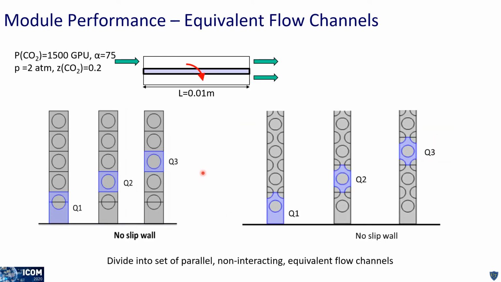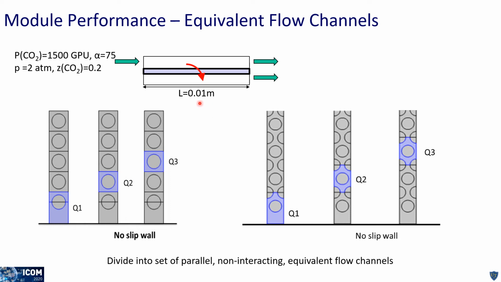The question is, what effect does this velocity variation have upon performance? And we approach this from the point of view of whether we can potentially define equivalent flow channels through which we'll monitor the flow and calculate the mass transfer that occurs, and then add up the contributions from each of these equivalent flow channels in order to get the whole module performance.